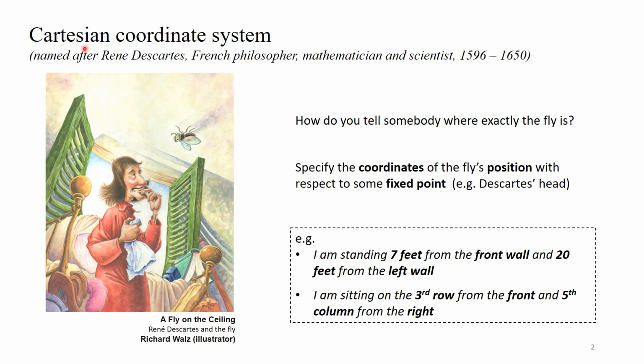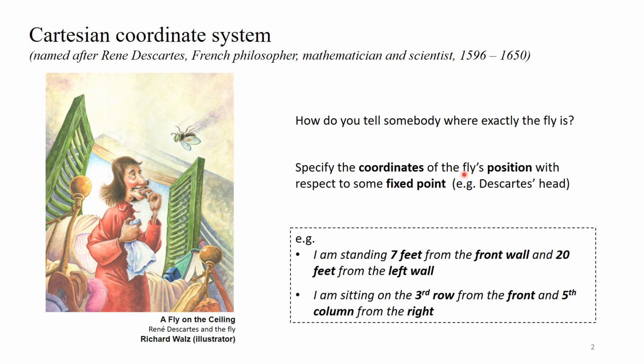So let's start with something called the Cartesian coordinate system, which is named after René Descartes, the French philosopher. So let's look at this picture here. We have this picture of René Descartes, and we have this fly in the picture. And we are trying to figure out the location of this fly with respect to René Descartes' head. Okay. So we have the coordinates of the fly. So this is what we are trying to find. And then we have another fixed point, which is the reference point. That's Descartes' head.